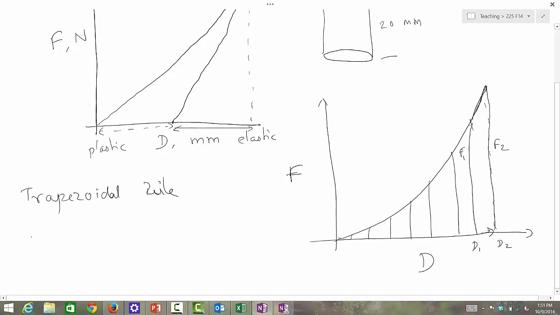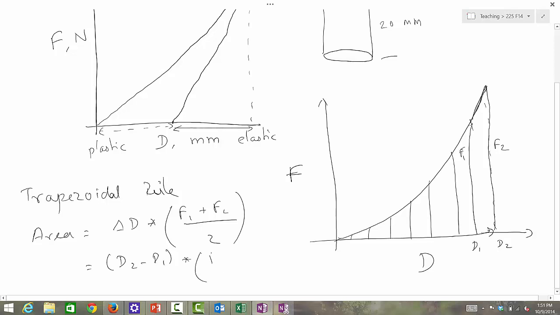The area of the trapezoid is equal to delta D times the average of the two heights, which is (F1 plus F2) by 2. So delta D is D2 minus D1, times (F1 plus F2) by 2. That will give you the area under this one line segment. If you keep calculating all the line segments and sum them up, you get the area under the curve.